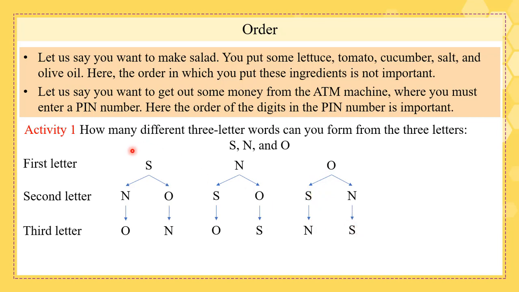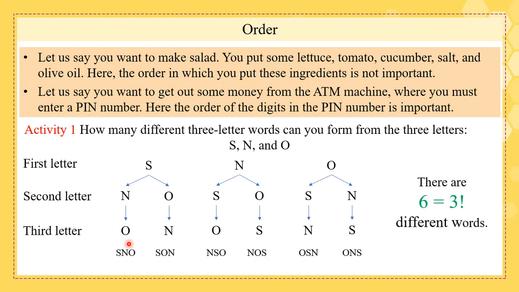Well, what are the words that we have? These are the words. We have SNO, SON, NSO, NOS, OSN, and ONS. You see that we have 6 letters. Now, how can we benefit from this number? 6 is nothing but 3 factorial.